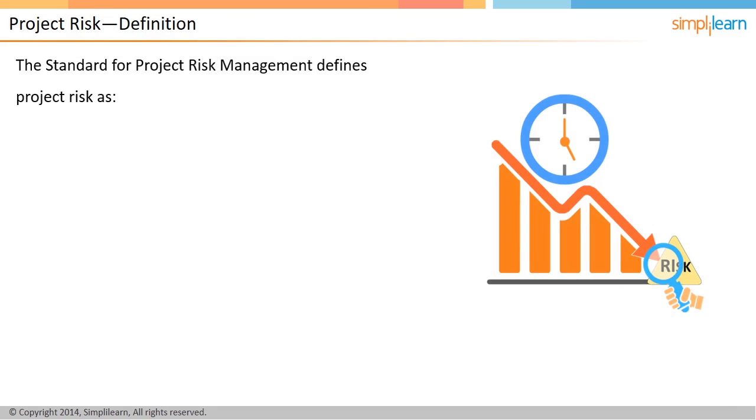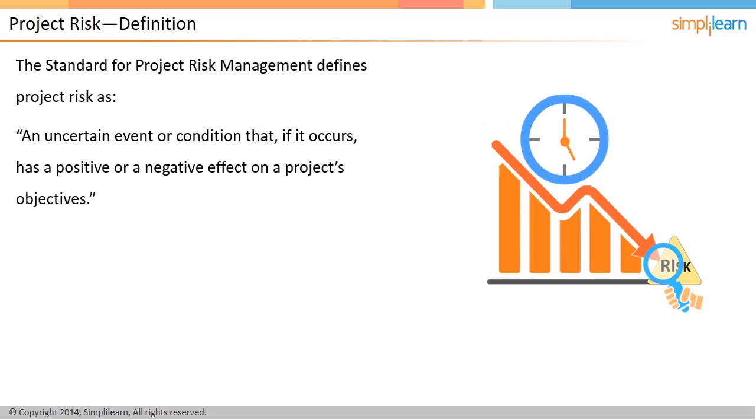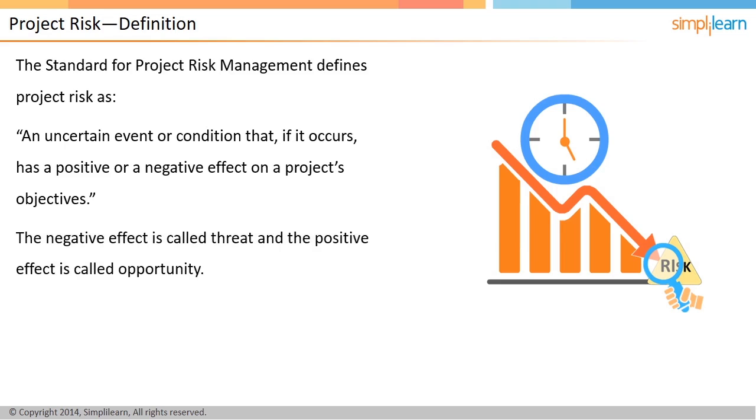The standard for project risk management defines project risk as an uncertain event or condition that, if it occurs, has a positive or negative effect on a project's objectives. The negative effect is called threat, and the positive effect is called opportunity. For example, consider an organization that may need to shut down due to the breakout of swine flu in the city. Due to this, there is a probable delay in delivering the project on time. This is a threat and is called negative risk.